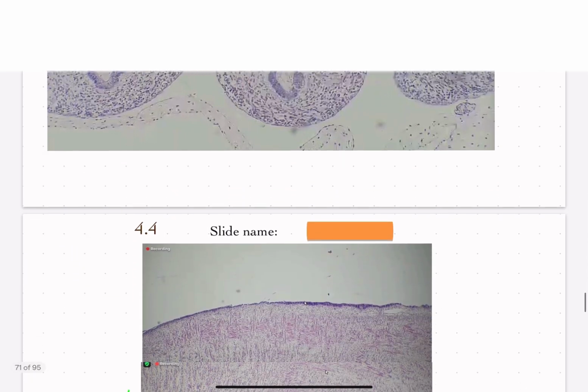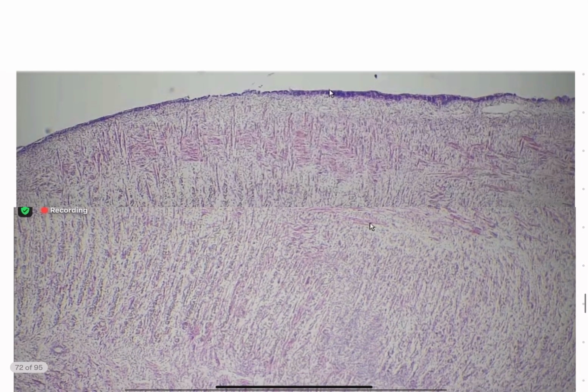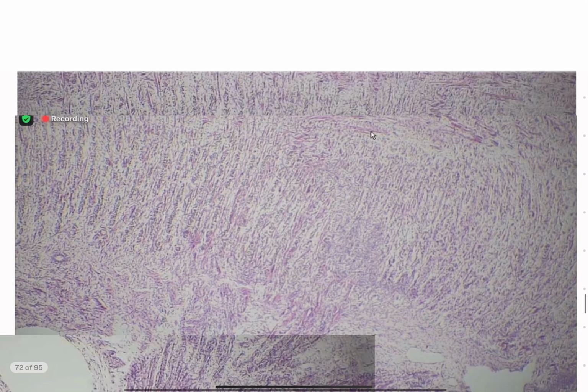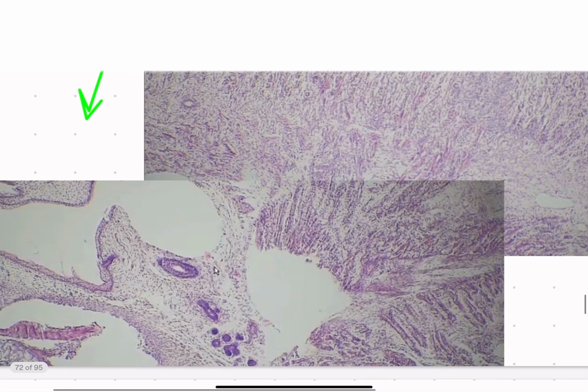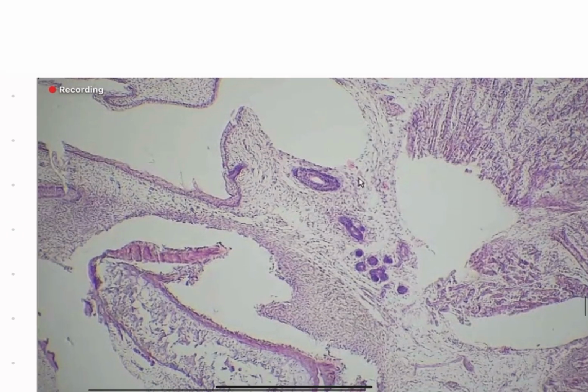Okay, let's go to the next slide. Here we go. Let's write down the slide name if you know it already. Now we're going towards the bottom part of this slide. Here we go. And tell me, what is this structure called for this slide?